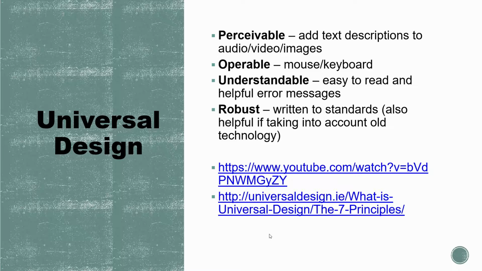Robust, written to standards, also helpful if taking into account old technology. So you want to make sure that your website validates that it is written appropriately. This also will help with your search engine optimization. This is what search engines like Google use in order to rank websites and figure out how trustworthy they are. So the more that your website follows different standards, the higher it's going to rank.